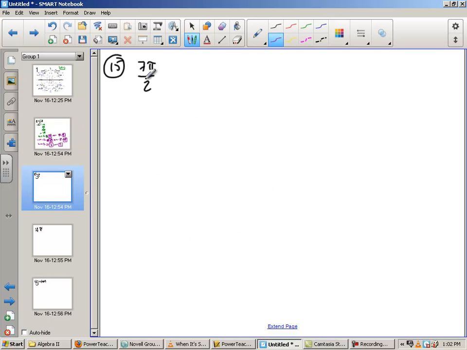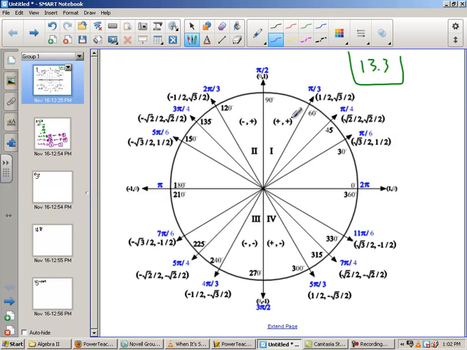On number 15, we're actually going to use the unit circle to find 7 pi over 2. Well, the problem is, here's 3 pi over 2, but 7 is never going to show up. So I'm going to count. This is 1 pi over 2. 2 pi over 2 is equal to 1 pi. 3 pi over 2. 4 pi over 2 is equal to 2 pi. Then this would become 5 pi over 2. 6 pi over 2, and this would be 7 pi over 2.